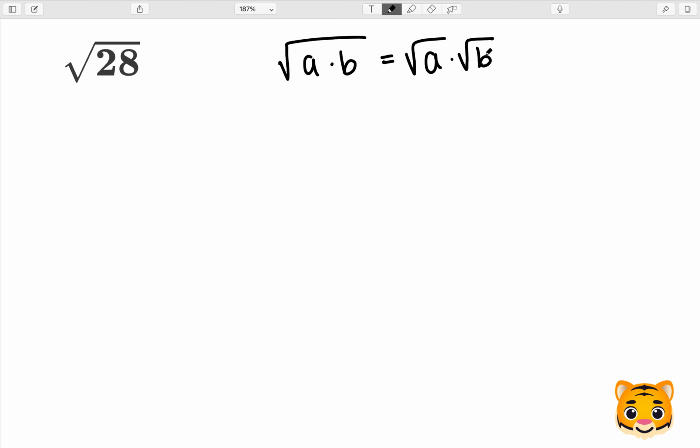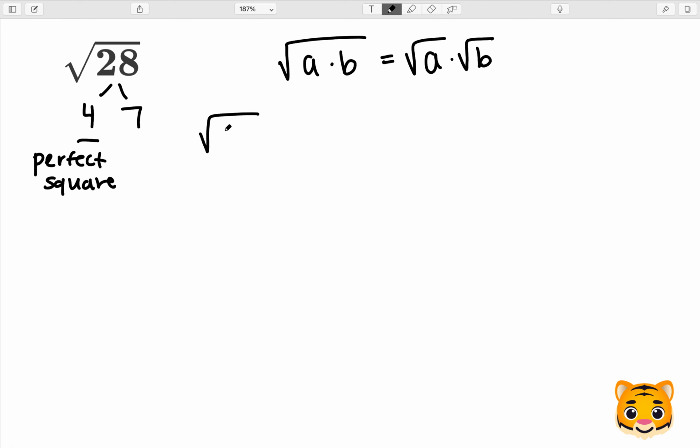In order to solve the square root of 28, we first need to factor. In this case, we can factor to 4 and 7. While there are other factors of 28, I chose 4 and 7 because 4 is a perfect square. We need a perfect square in order to further simplify.